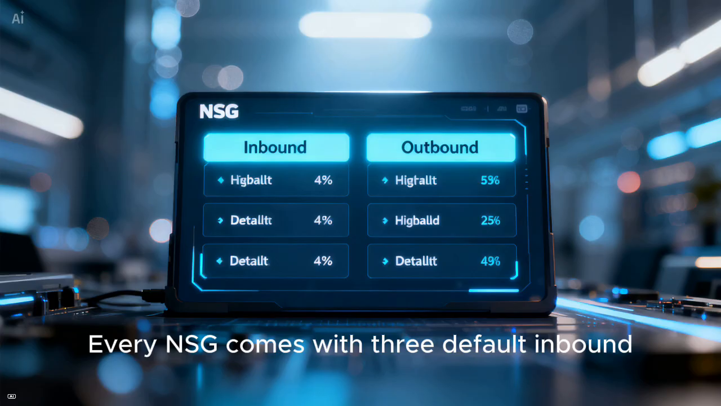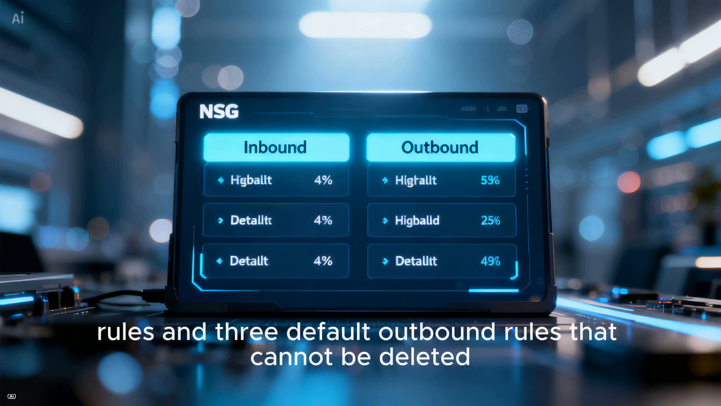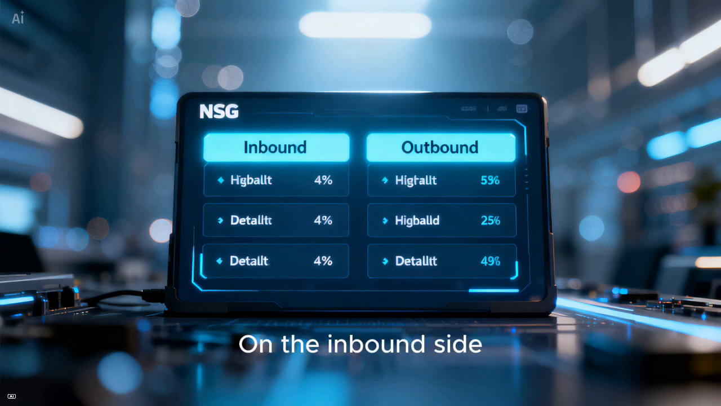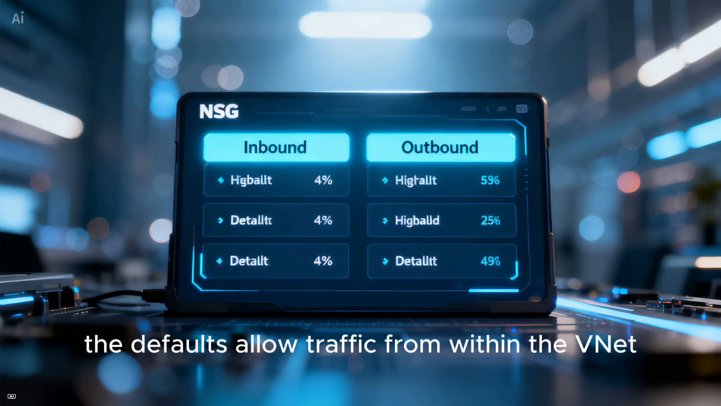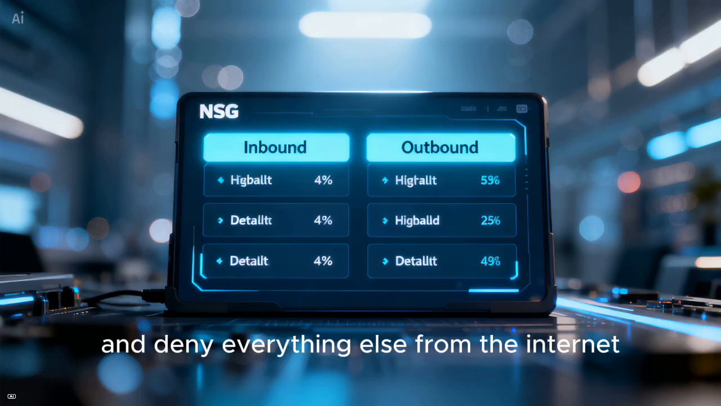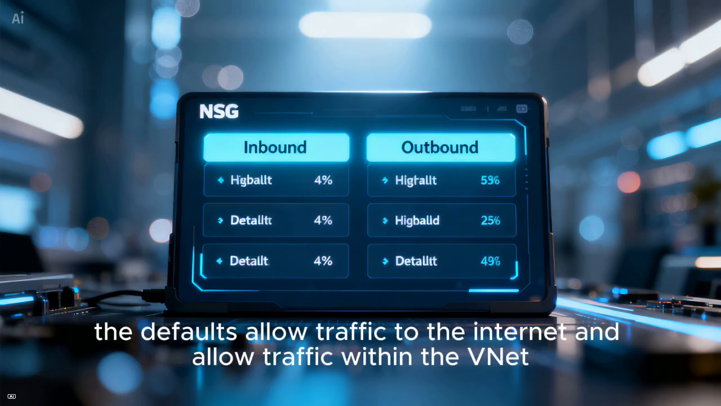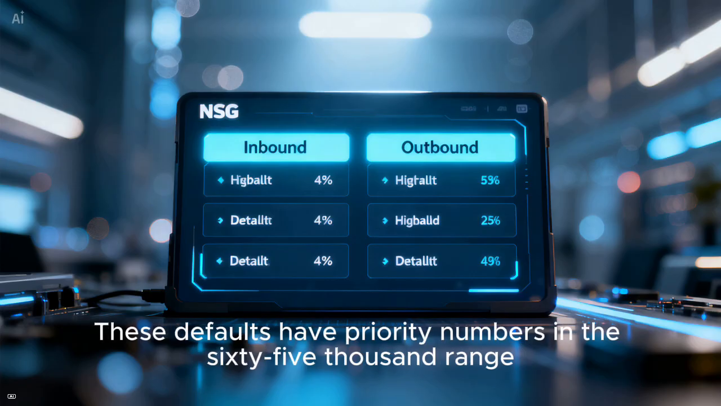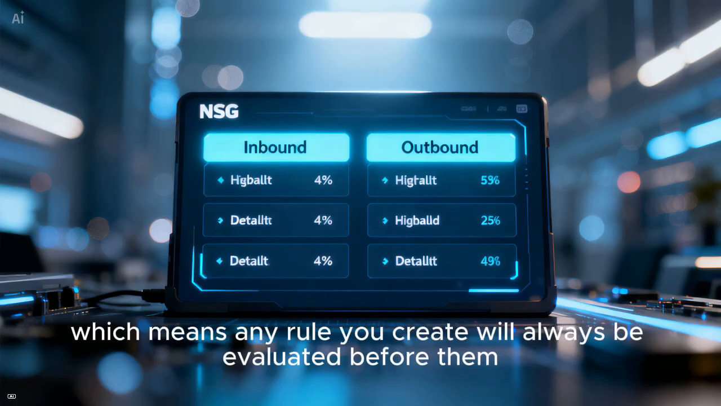Every NSG comes with 3 default inbound rules and 3 default outbound rules that cannot be deleted. On the inbound side, the defaults allow traffic from within the VNet, allow traffic from Azure load balancers, and deny everything else from the internet. On the outbound side, the defaults allow traffic to the internet and allow traffic within the VNet. These defaults have priority numbers in the 65,000 range, which means any rule you create will always be evaluated before them.